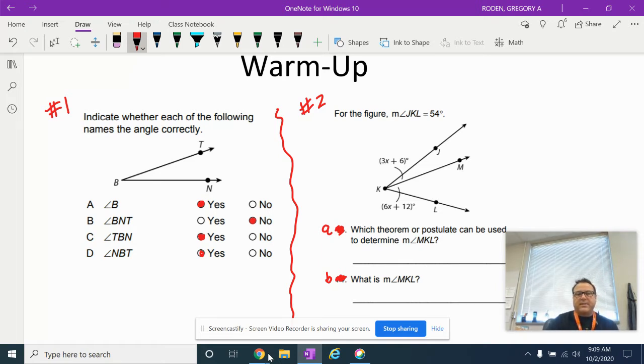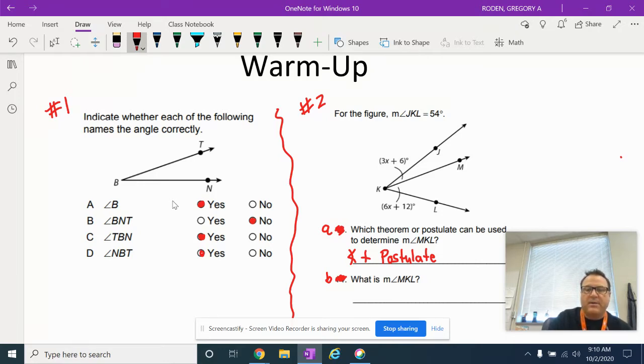Okay, so let's take a look at number two, shall we? Which theorem or postulate are we using here? Well, we're using the angle addition postulate. And what does angle addition postulate say? The sum of two angles, or the sum of the smaller angles, always equals the big angle, or the parts equal the whole. All right?